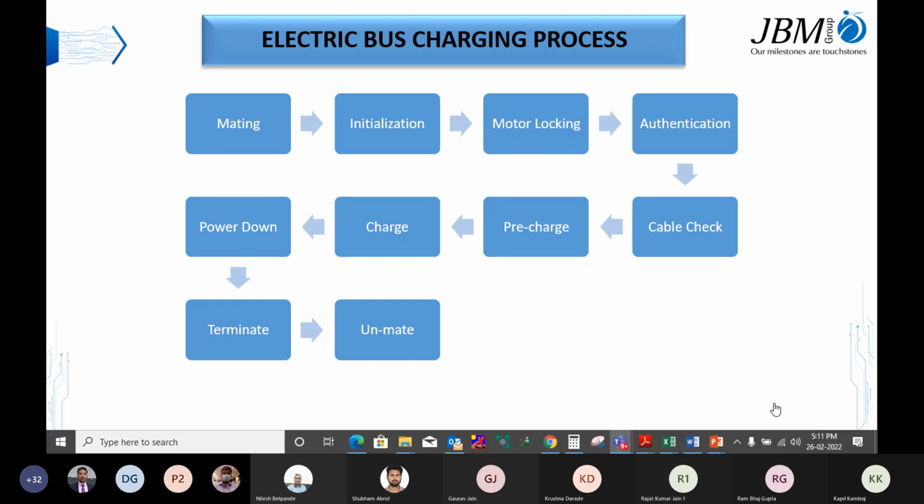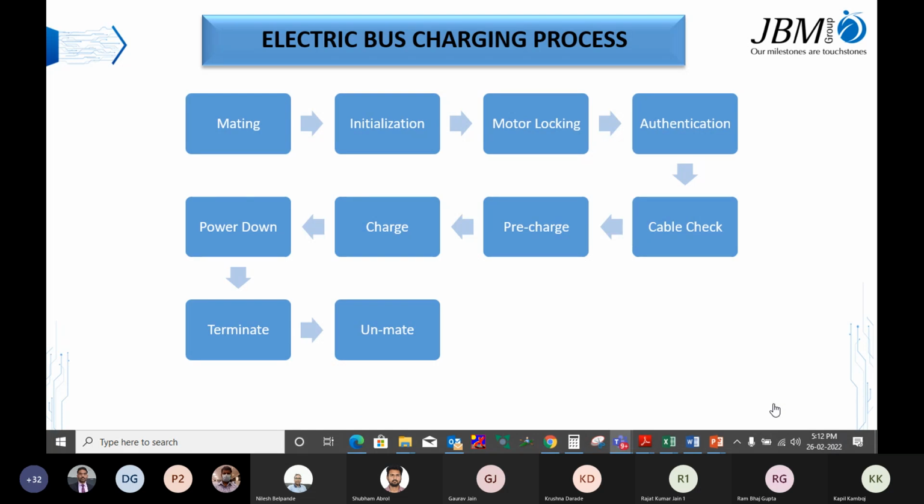If the insulation checked is greater than 350 kilo ohm, the charger will go to the pre-charge state. Else, if there is any insulation failure in the vehicle or the charging line, it will stop charging. If it goes to the pre-charge state, here the charger builds the voltage that is demanded by the bus. So if the bus bar voltage, that means the battery voltage in the bus, is around 620 volt.